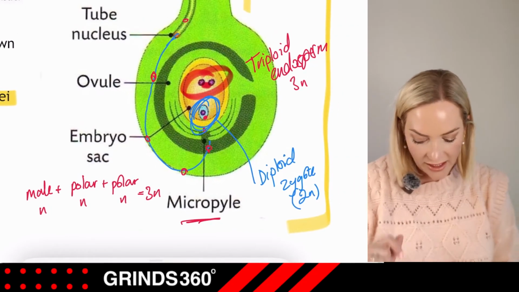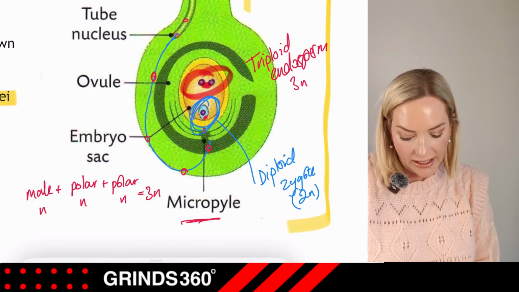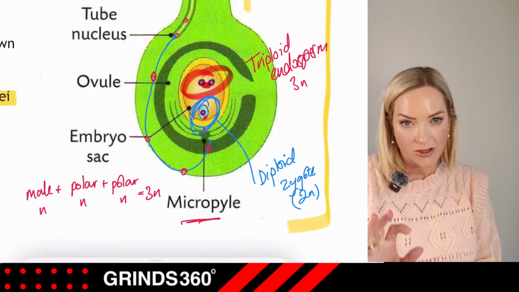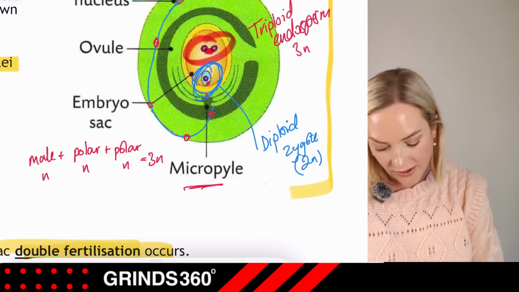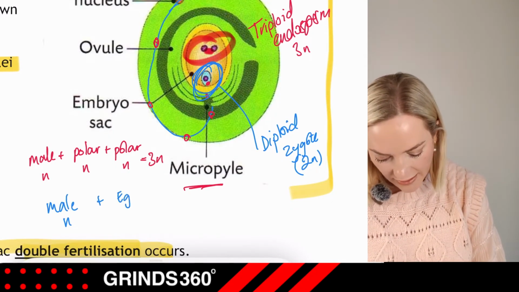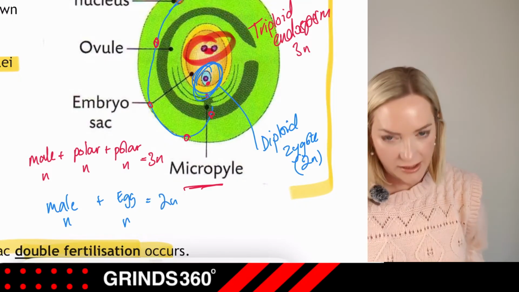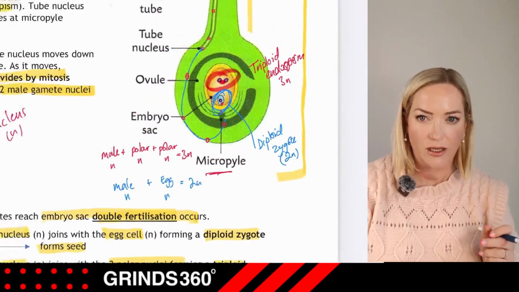So our polar nuclei, our male gamete is haploid. Our two polar nuclei are haploids. That's your 3N. That gives rise to your triploid endosperm. And then our diploid zygote: we have our male, which is haploid, and our egg, which is haploid, becomes our diploid zygote. So what are they more likely to ask you about here?